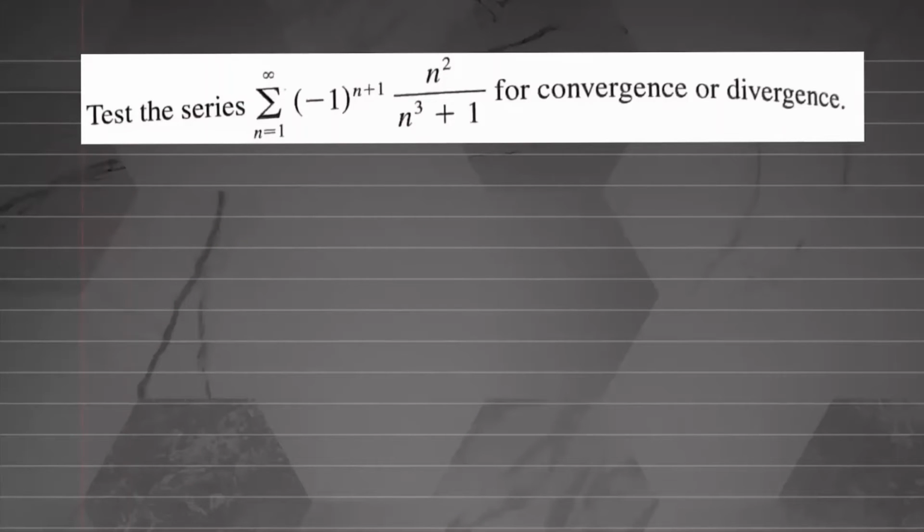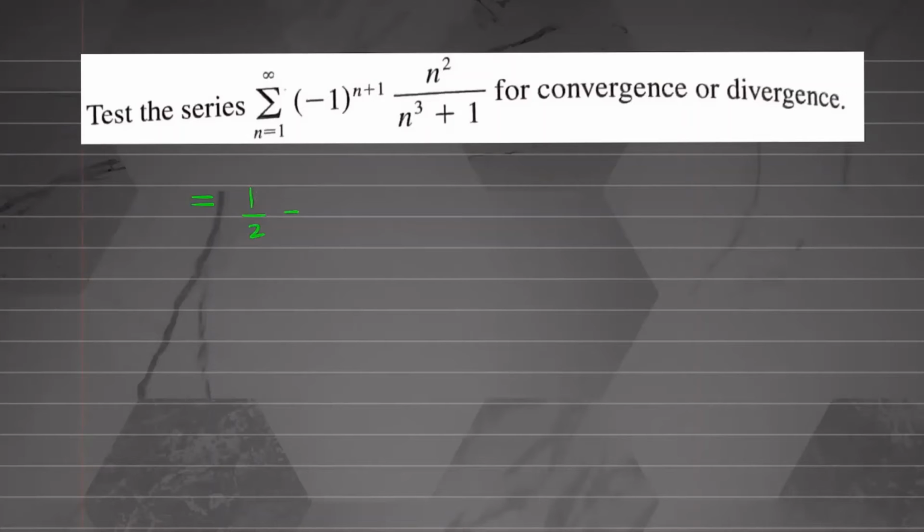All right, so let's test if this series converges or diverges. Since it is an alternating series, because of this, we know it's an alternating series. We're going to apply the alternating series test. So let's write out a few terms. If n equals 1, we're going to have 1 plus 1, 2, so it's positive 1. 1 squared, so that would be 1 over 1 cubed plus 1, that would be 2, so it's 1/2. So the first term is 1/2.